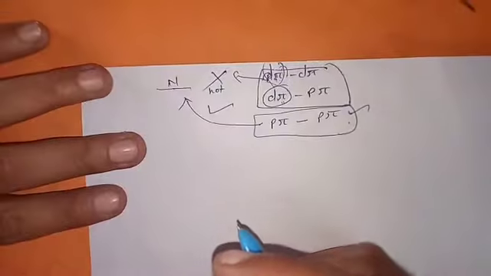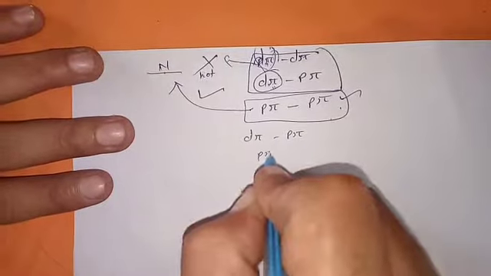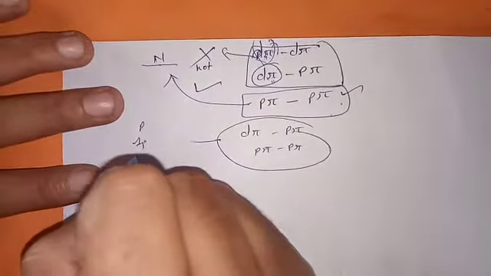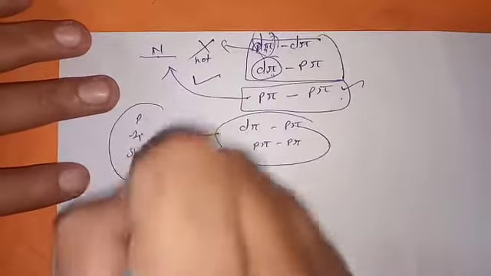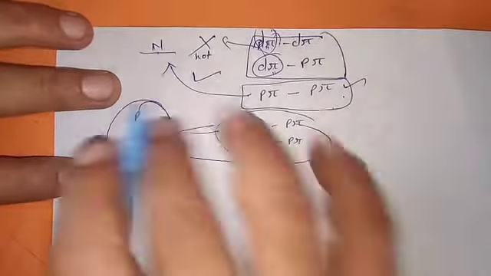If you talk about the rest of the elements, they can form d pi p pi as well as p pi p pi bonding. They all can show it, meaning phosphorus, arsenic, antimony and bismuth can show all these kinds of bonding, but nitrogen will not be able to form d pi p pi bonding. So that's why nitrogen's behavior is always different.